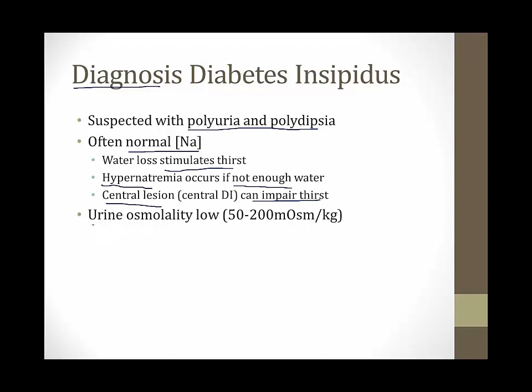And then finally, when you check the urine osmolality in patients with diabetes insipidus, it will be low, usually in the range of 50 to 200 milliosms per kilogram. This indicates that the kidneys are dumping free water and therefore the urine is very dilute.